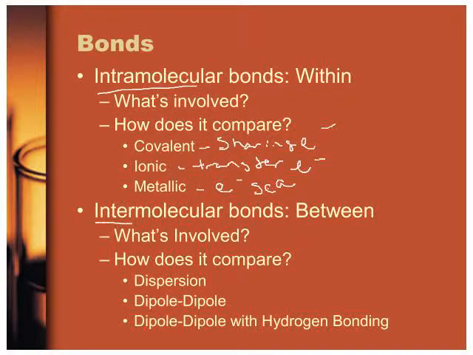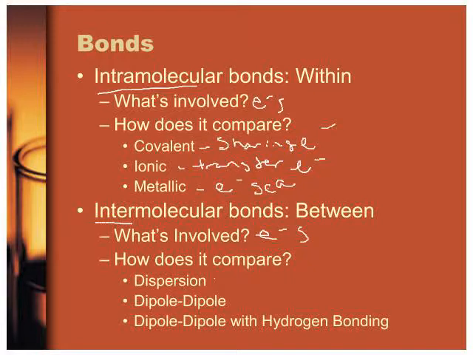Intermolecular bonds is how they are attracted to each other. With everything, it is always about the electrons, and what's involved up here is electrons. But what's involved is how the electrons on one compound are interacting with another compound.